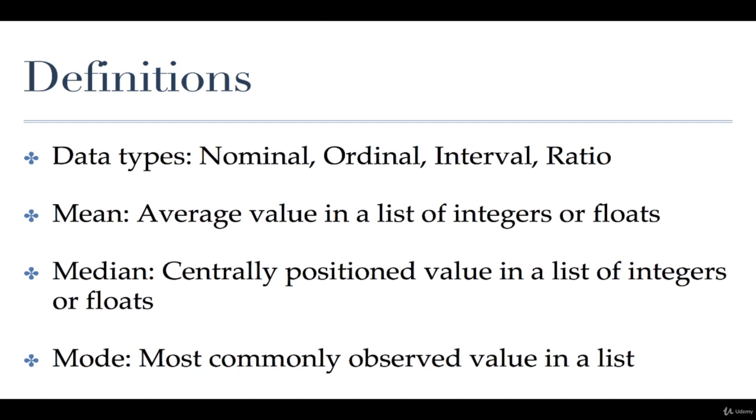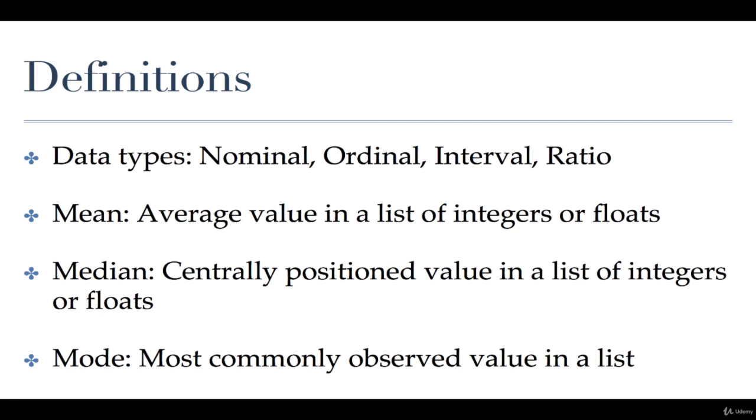A median is similar to the mean in that it's also trying to find a middle number. However, rather than taking an average where you sum up everything and divide by the amount of numbers, the median is just finding the middle position in your list of values. There are some positives and negatives with that we can read about on a statistics page like Wikipedia, for instance. And lastly, the mode is the most commonly observed value in a list.